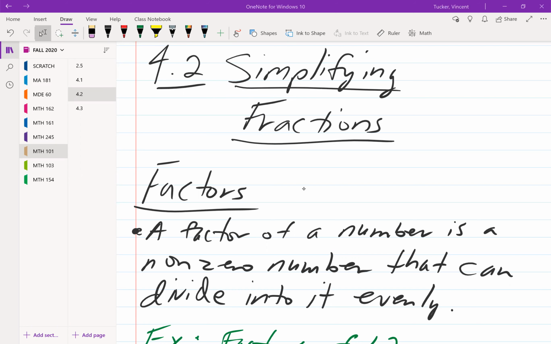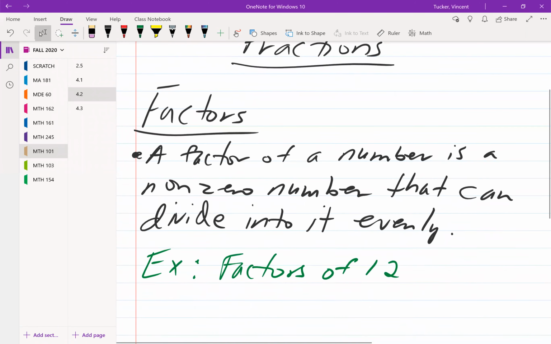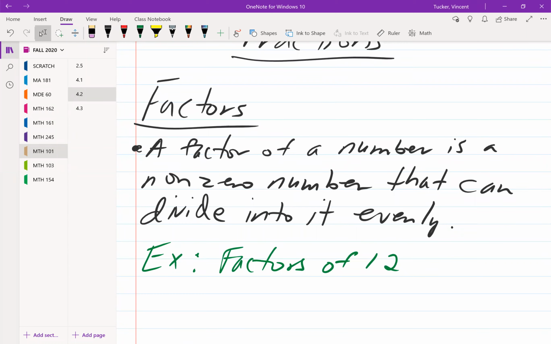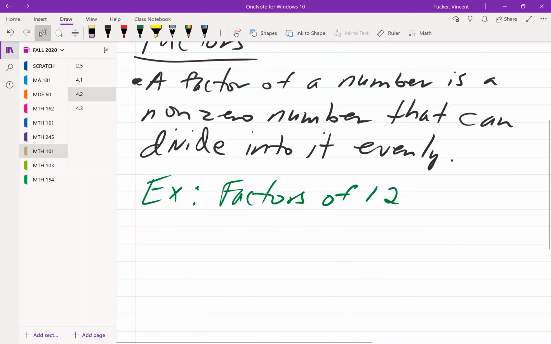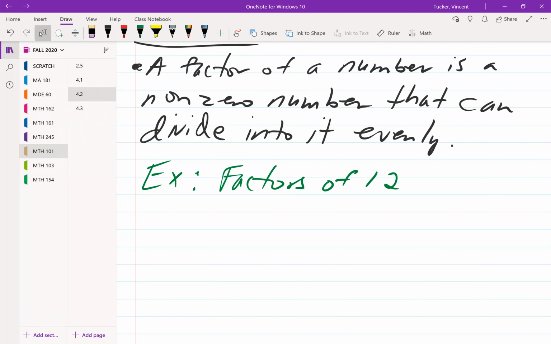They start off talking about factors. A factor of a number is a non-zero number that can divide evenly into it. So for an example, if you're looking for the factors of 12, you're talking about all the numbers that can divide into it evenly. It may help if you start off just thinking about what two numbers will give you 12 when you multiply them, or what two numbers evenly divide into it. So 1 times 12, 2 times 6, and 3 times 4. When you multiply them together, will give you the factors of 12.